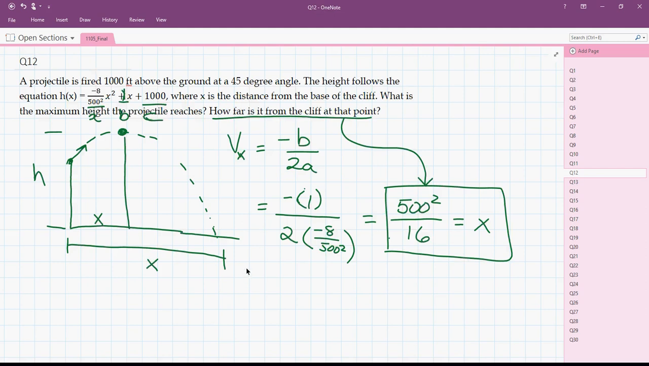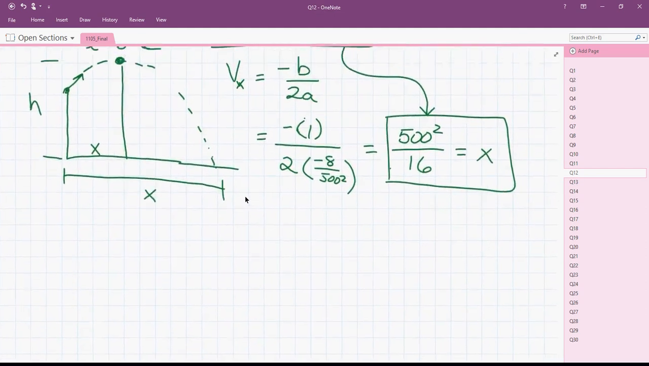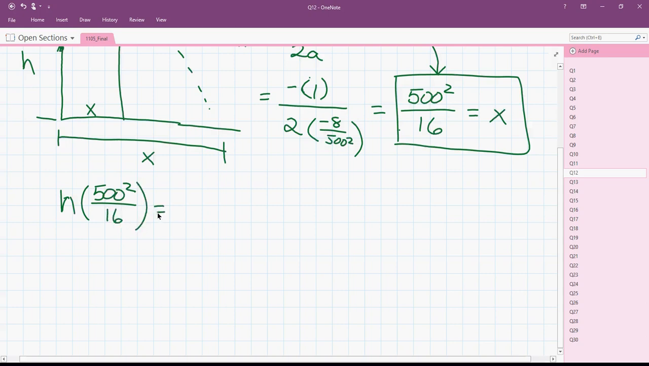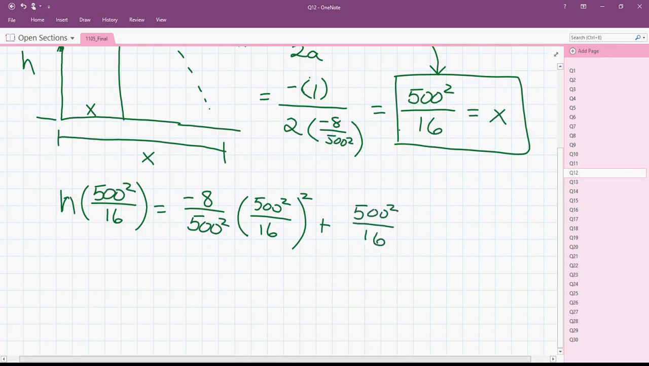So now if we actually wanted to find the height of that point, we're going to have to plug that value in. So h of 500 squared over 16 is going to equal negative 8 over 500 squared times our x value squared, plus our x value, plus 1,000.